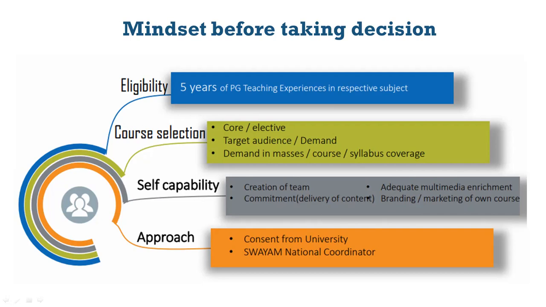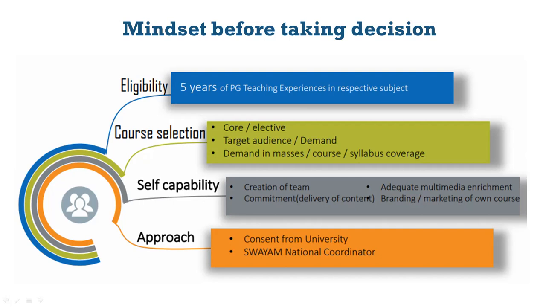As of today, you should have only 5 years of teaching experience at UG and PG level. Then they can be the course coordinator. They can develop the MOOC course and submit the proposal. This is the eligibility criteria. As of today, you should have a minimum of 5 years in government service or whatever the services, and you should have a PG and UG.